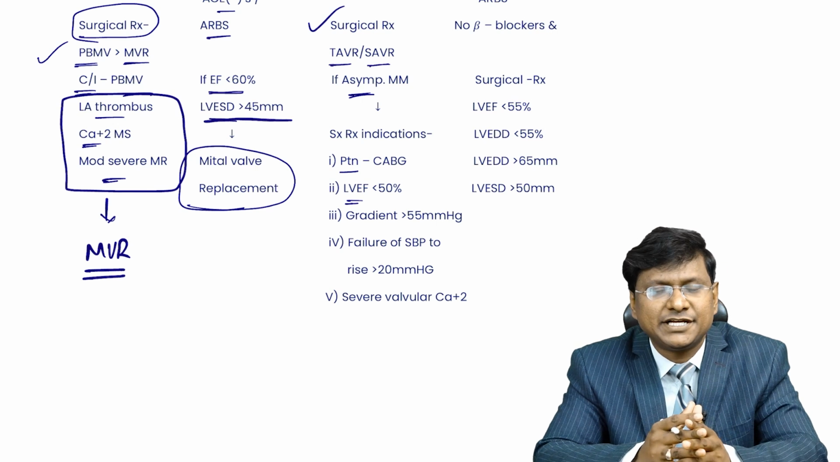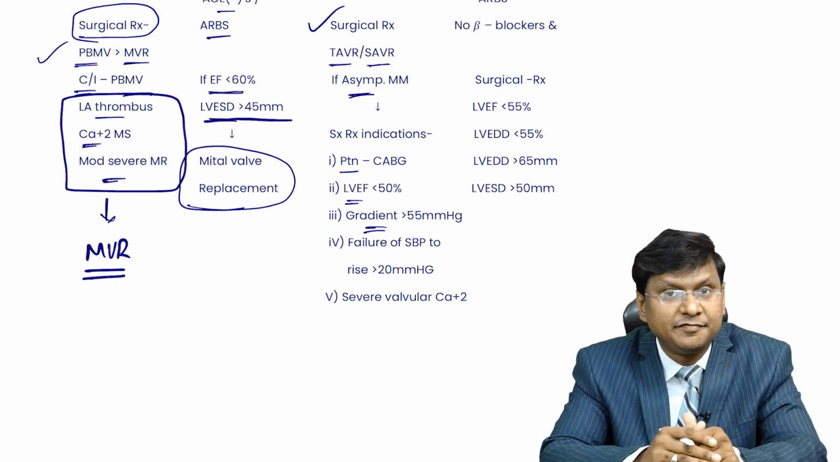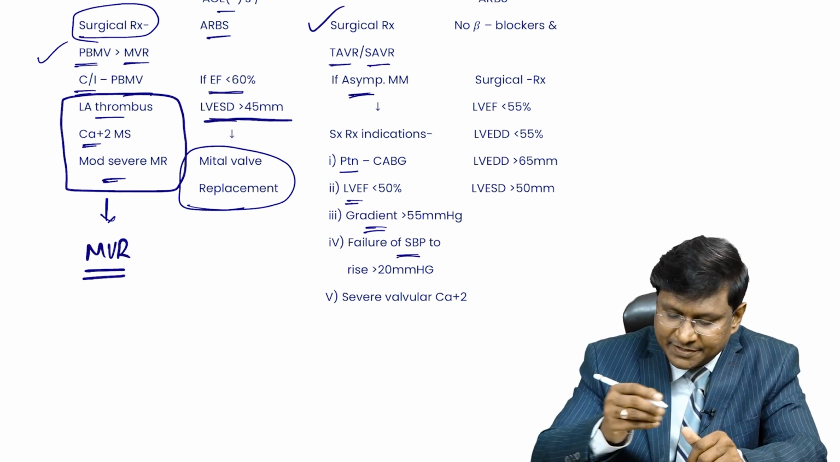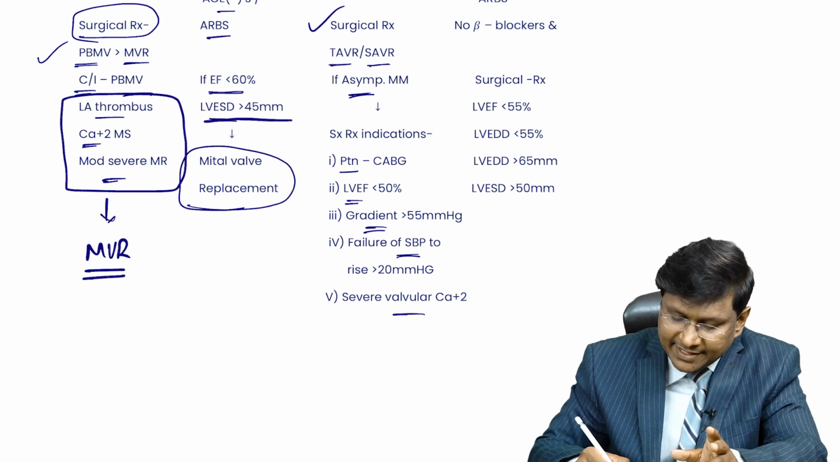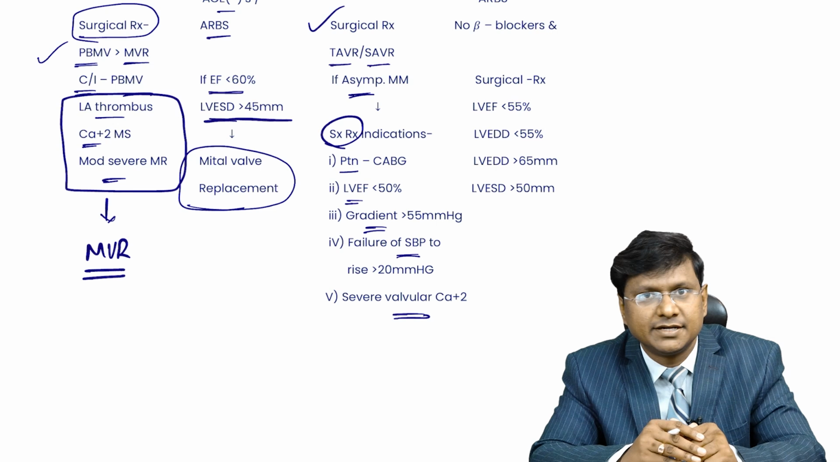In a patient with aortic stenosis with LV ejection fraction less than 50%, a gradient of more than 55 millimeters of mercury between the left ventricle and aorta, failure of the systolic blood pressure to rise more than 20 millimeters of mercury during the treadmill test, and severe valvular calcification, that is the point when you need to do surgical treatment, right?